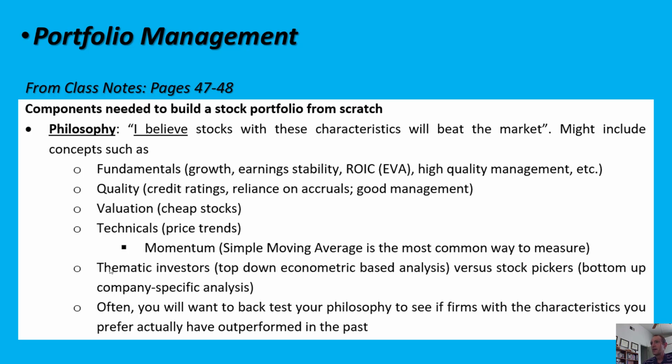But have a philosophy, a statement that starts with, I believe stocks with these characteristics, and define what those characteristics are. I just mentioned one, GARP. So you can definitely do GARP. GARP is growth at a reasonable price. What you're looking for is growth, firms that are growing their earnings and revenues, and you're also looking at valuation. You can look up GARP on the internet, and you could reword it in your own words.